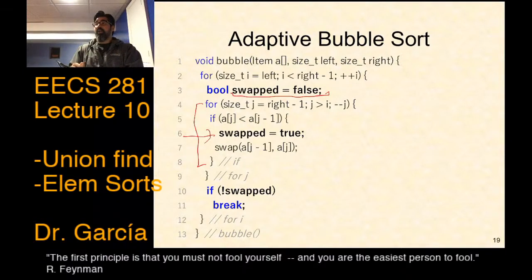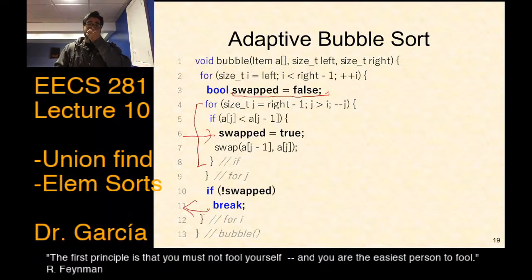So if I've done at least one swap, there's nothing I can do. I still need to go to the next pass, okay? But if I spent that one pass but never ended up swapping anything, which would mean that the swapped Boolean would stay false, then I'm really done and I can just break. And then that's a more adaptive bubble sort, right?